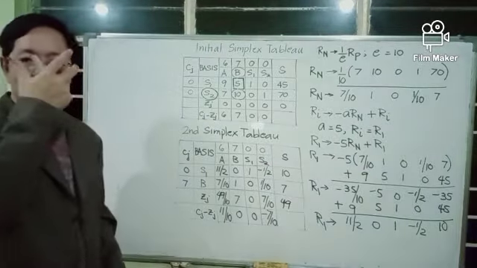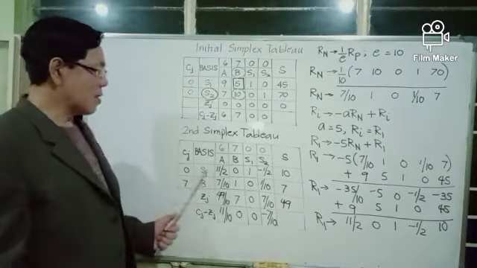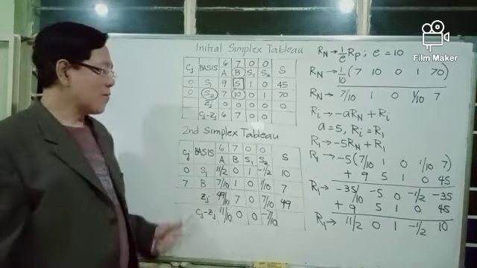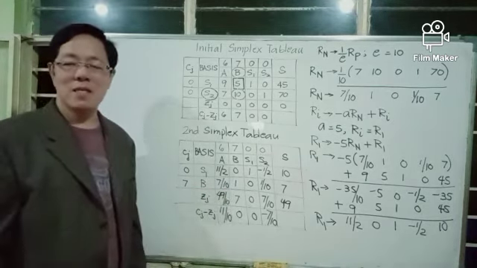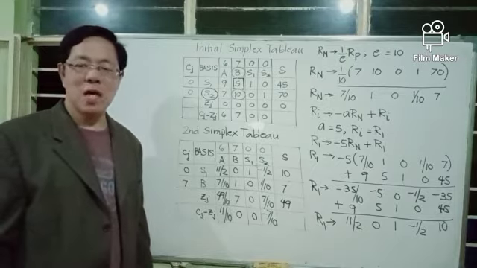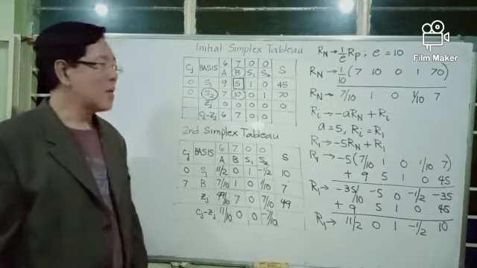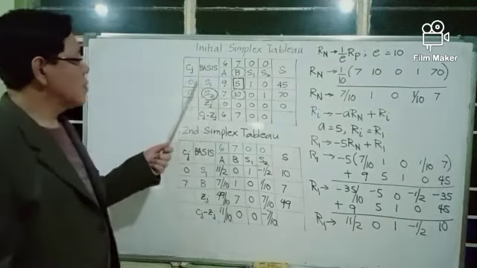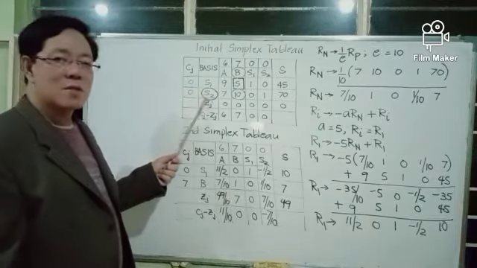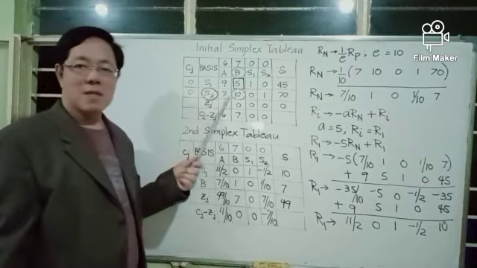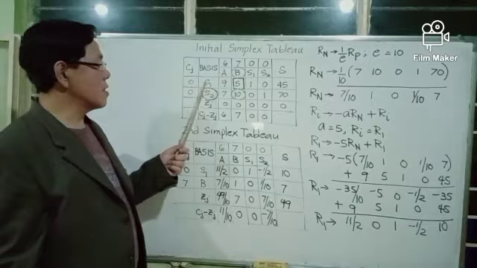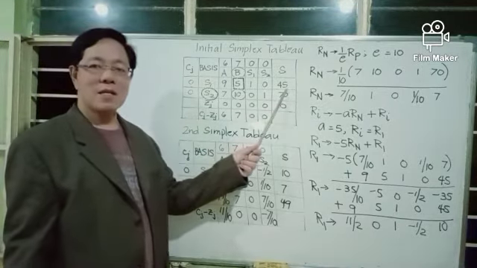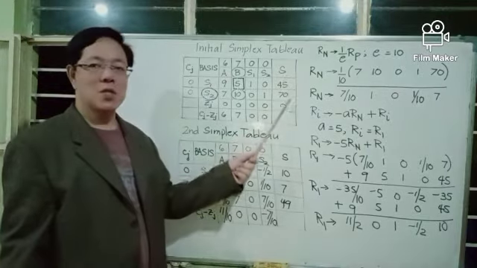This is now the complete second simplex tableau. For the second simplex tableau, there is a corresponding new solution, and we call it the second solution. In the initial simplex tableau, we had our initial solution where the values of the variables in the solution are given by the entries in the last column or solution column.